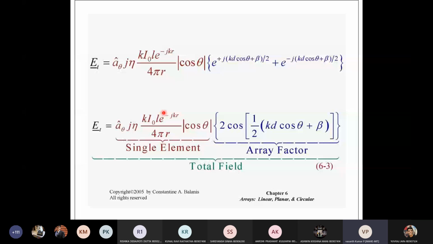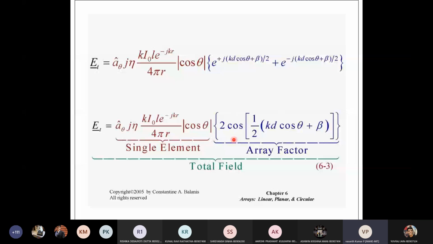If it is placed at the face center, the distance will be R. If the element is placed at the face center, then this is the expression: j eta k I naught L into e raised to power minus j k r by 4 pi r. Because it is horizontally placed, instead of sine theta, it is cos theta here.